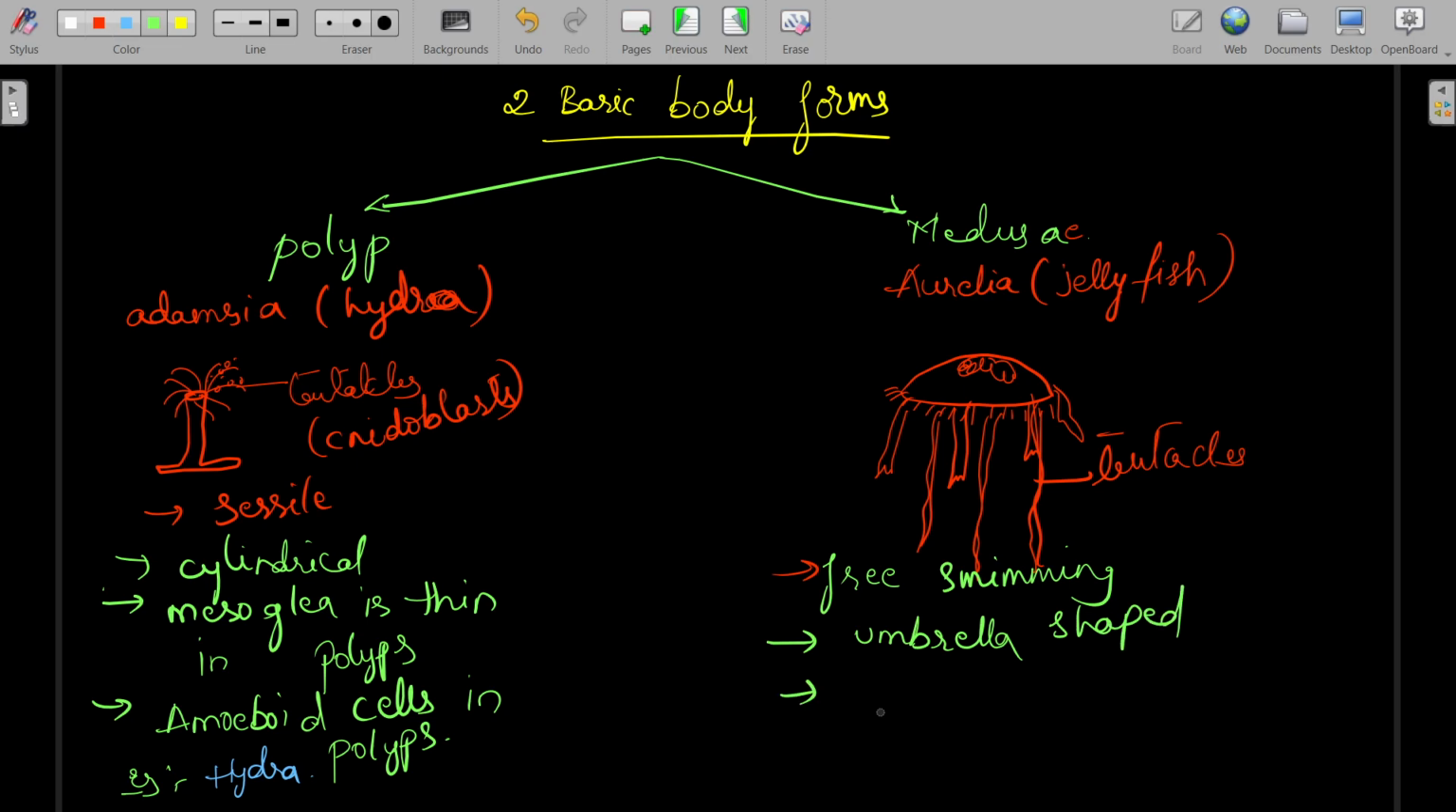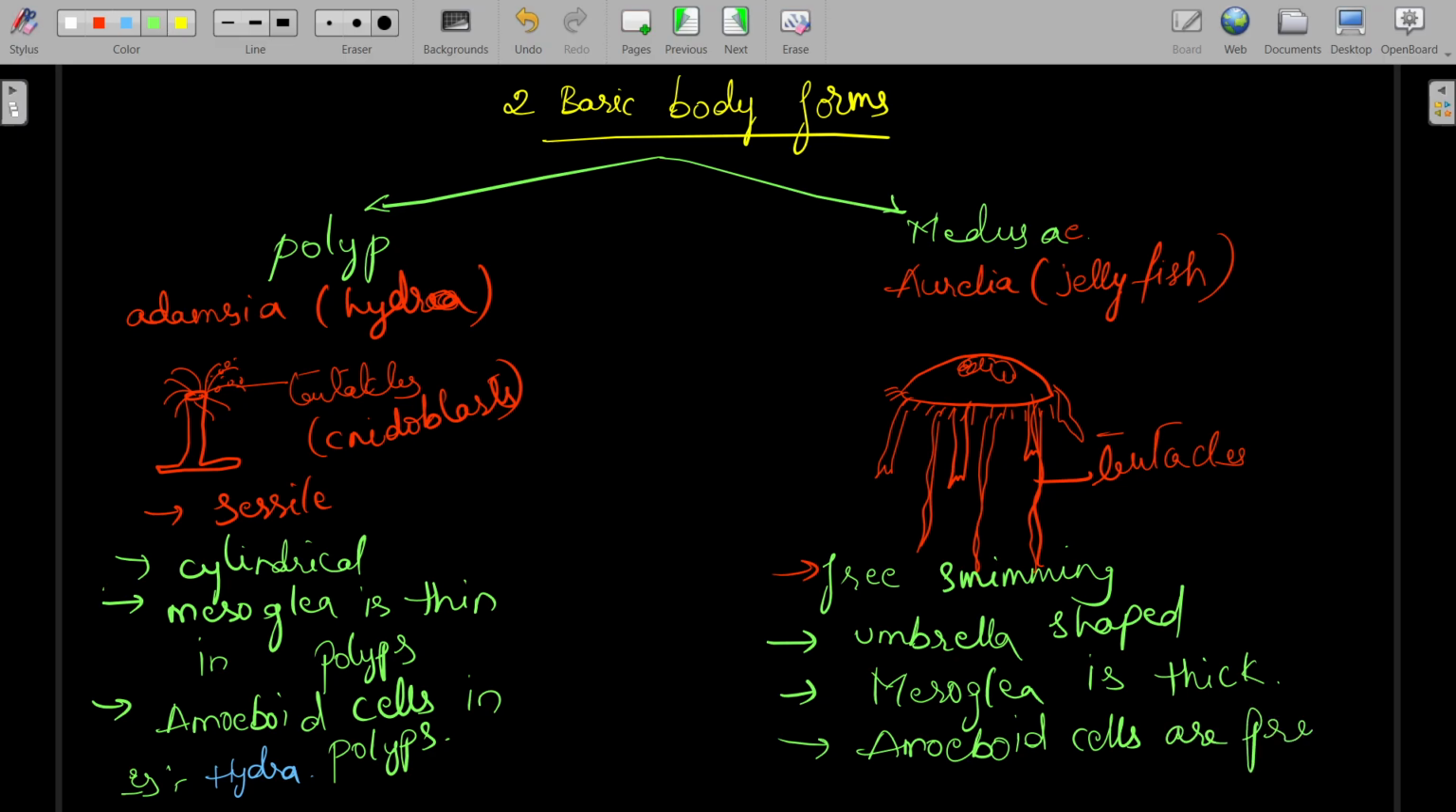Coming to the mesoglea, it is thick in medusae. Mesoglea is nothing but the mesoderm in triploblastic animals. You also have amoeboid cells in medusae. Example, Aurelia, which is a jellyfish.